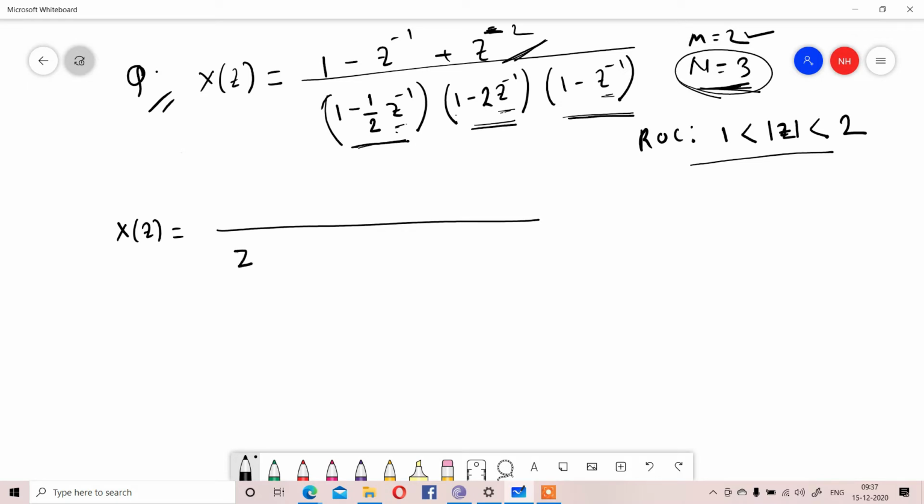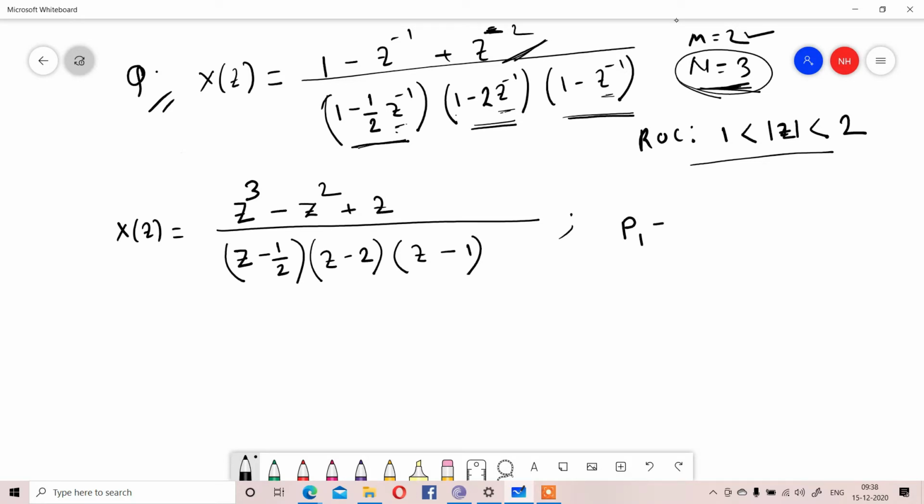So numerator will be z minus half is the first one, z minus 2 that is the second one, and z minus 1 that will be the third one, and the denominator will be z to the power 3 minus z square plus z. So three poles you are getting, P1 half, P2 2, and P3 1. These are the three poles.